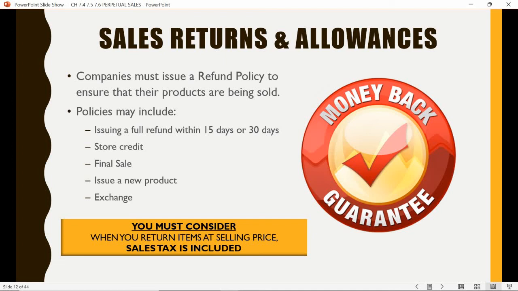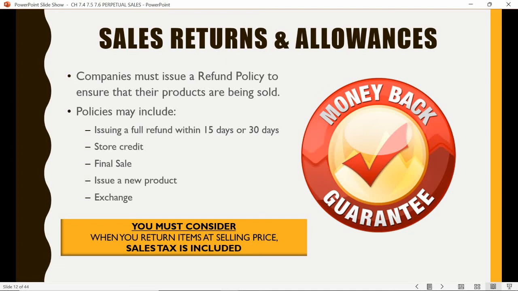So if a person decides to return something, you can offer them store credit instead of a full refund, right? Because then that keeps them shopping and buying something within your store. Okay, and then of course, you can have it be final sale, and you can even either reissue a new product or do a full exchange.